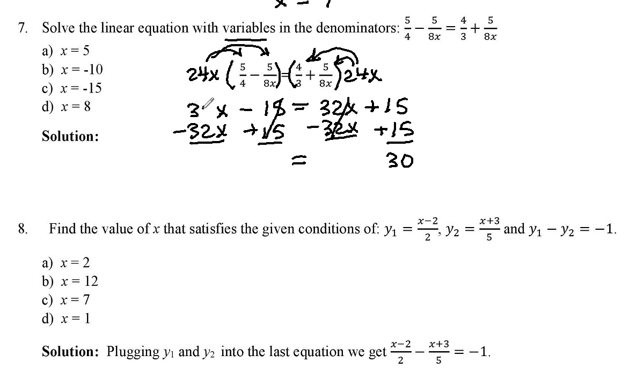And now 30 minus 32x is going to be negative 2x equals 30 here, and then divide both sides by negative 2. And those guys cancel. X is 30 divided by negative 2 is negative 15. And that is choice C. So that one's all set. So multiply through by the LCD again to clear out the fractions.